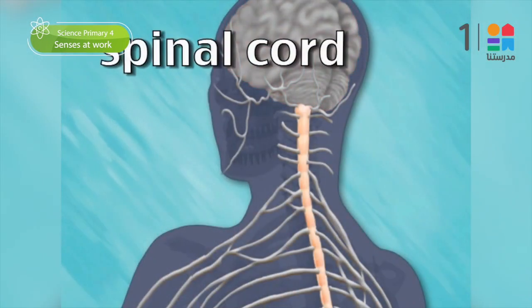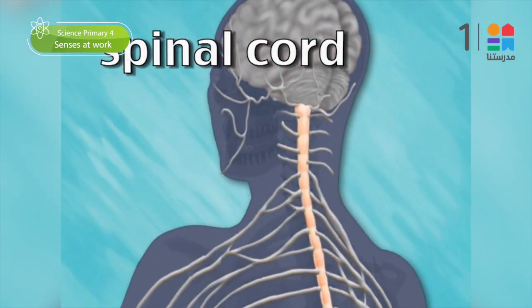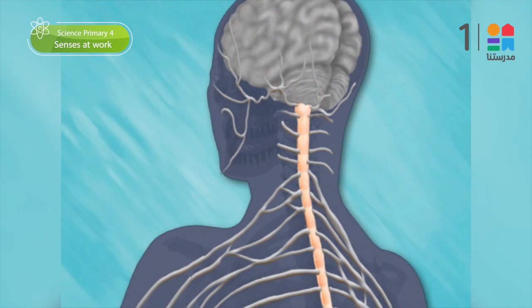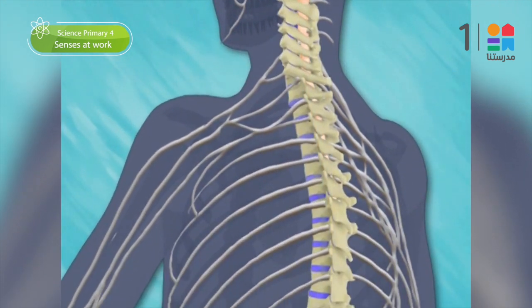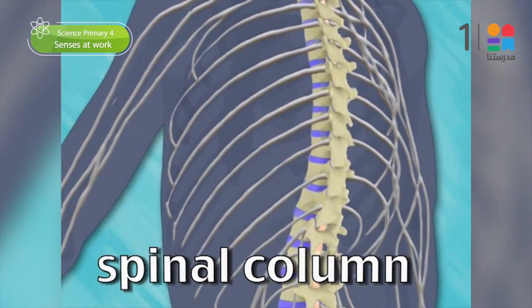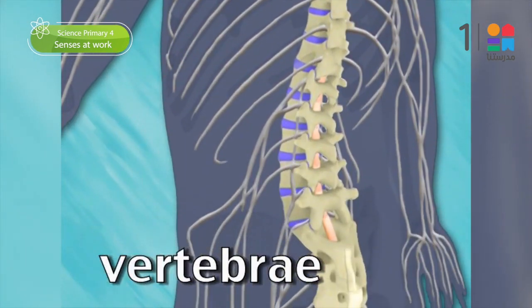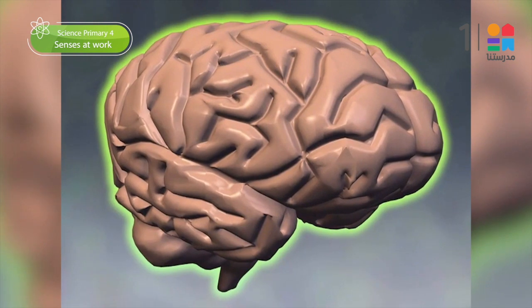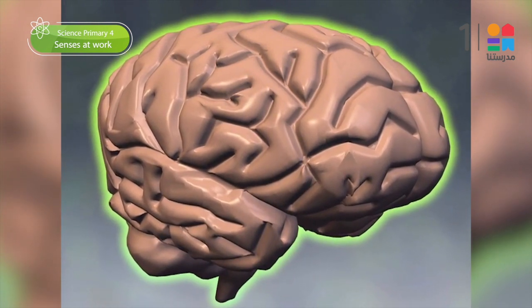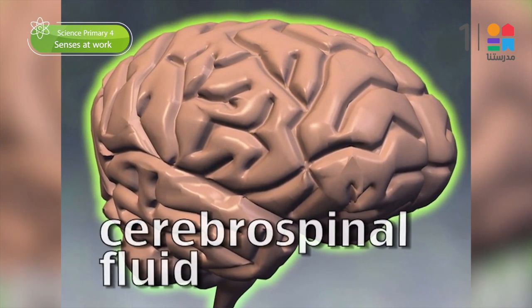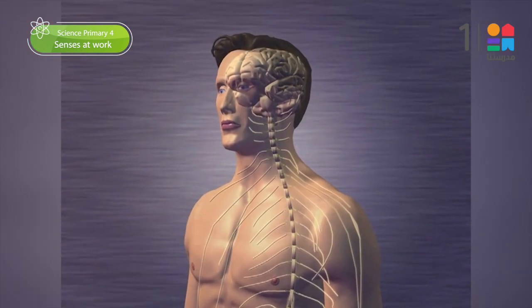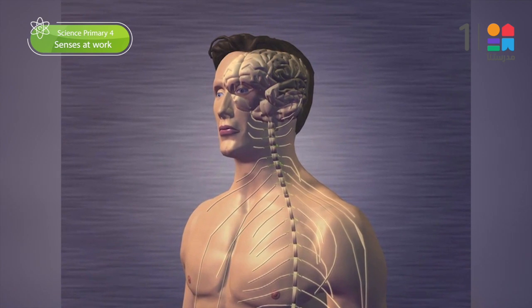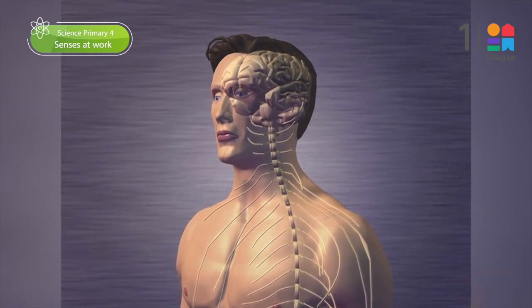The spinal cord is the main pathway between your brain and the rest of your body. It is made up of bundles of nerves and protected from injury by the spinal column, 33 separate bones called vertebrae. Both the brain and the spinal cord are cushioned by layers of membranes, as well as a special fluid called cerebrospinal fluid. This fluid helps protect the nerve tissue, keep it healthy, and remove waste products.